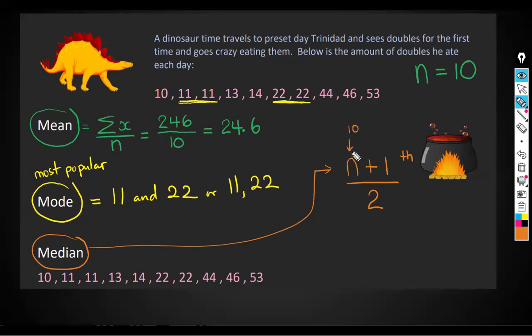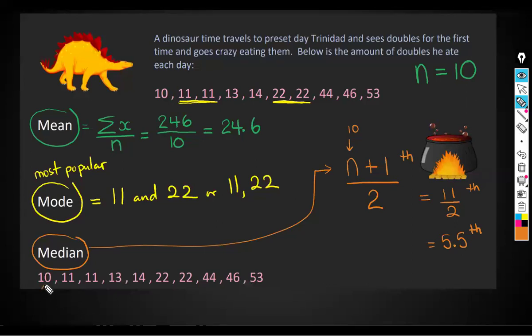So use the formula. 10 plus 1 is 11. And then you divide it by 2. 5.5, and you have to put the little th here. Now, is 5.5 the median? No. 5.5 is the place where you will find the median. That is where the median is sleeping.